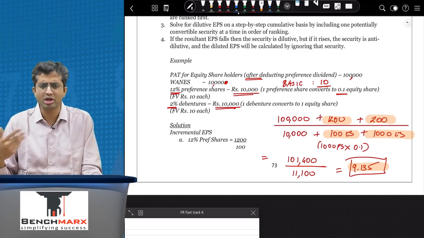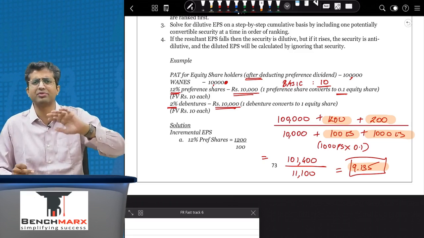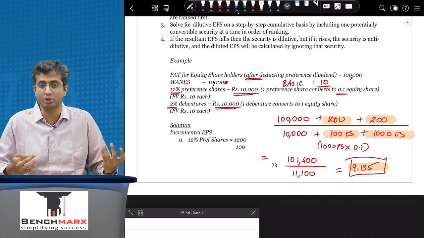Here there are just two instruments, and hence you can even do trial and error. You can first take debenture, then take preference share, or you can take first preference share, then debenture. You can do trial and error. But what if there are more than two? And hence we need a foolproof way to solve this.